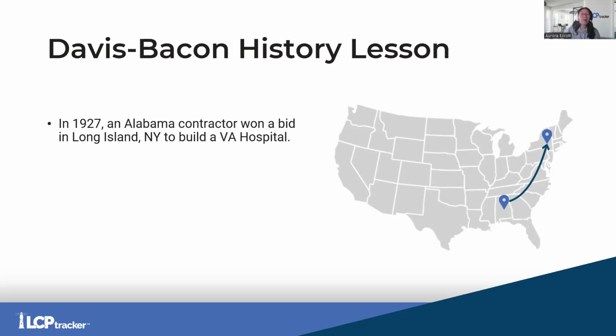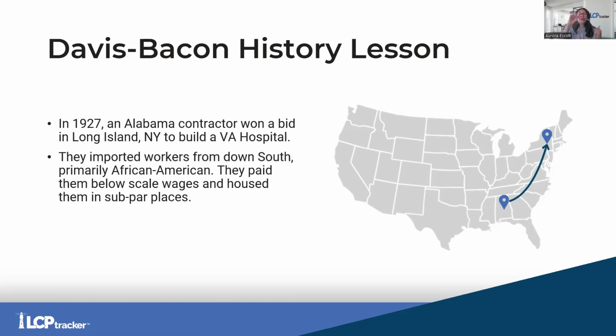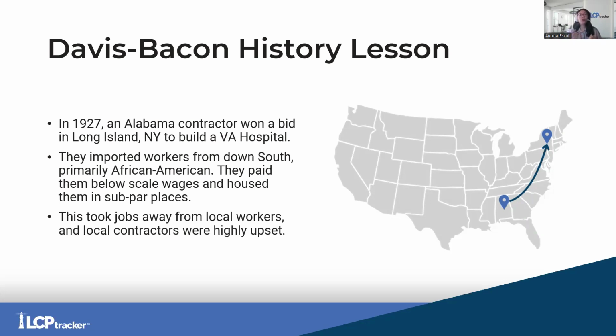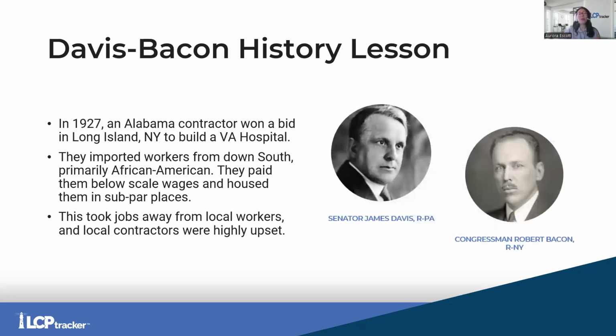So what this Alabama contractor did was like, nah, forget hiring from the local populace in Long Island, New York. I'm going to keep costs short by importing workers from the South, primarily African American, pay them pennies on the dollar, ship them up to New York, house them in really terrible conditions, and that's how I'm going to save a couple bucks. Well, as you can imagine, this did not go over well with the local workers and contractors. They were very upset about this. It's like, how can this guy be coming in and undercutting our local community? That's not cool. Someone needs to do something about this.